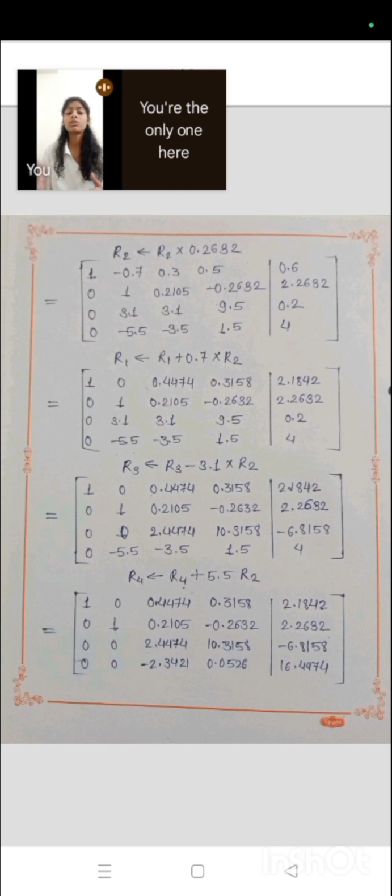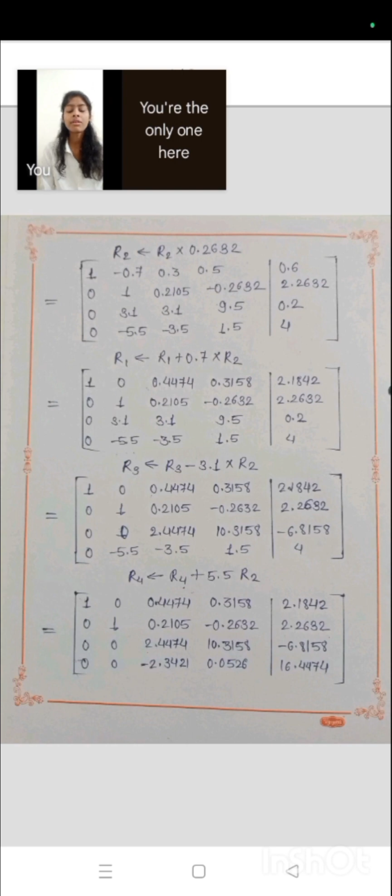Here R2 value is 2.2632, and we perform this operation, and the value will be minus 6.8158, and we write row 4 as it is. We perform the operation in R4 plus 5.5 into R2. Here the R4 value is 0, minus 5.5, minus 3.5, 1.5 and 4. Okay, here we put the operation in R4 column 1. So R4 value in column 1 is 0 plus 5.5, R2 value is 0. So the answer will be 0.